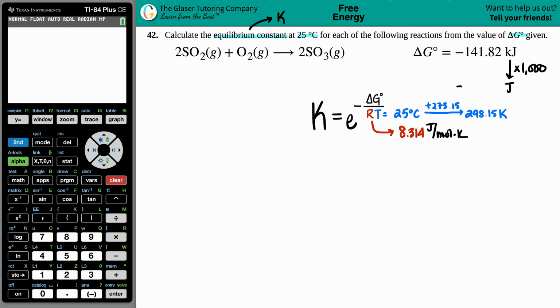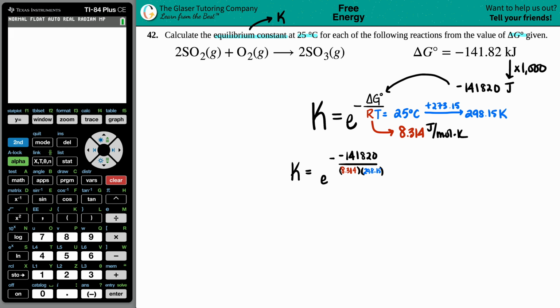So this would turn into negative 141.820. So 141,820 joules, and that's the value that's going in there. Everything is accounted for, so let's just plug it in with the numbers. K equals E raised to the negative, that's in the formula. But now the delta G is also a negative value, so keep that in mind when we do calculations in a little bit. Negative 141,820, and then I'm going to divide it by those two values. We got 8.314, and then we have the 298.